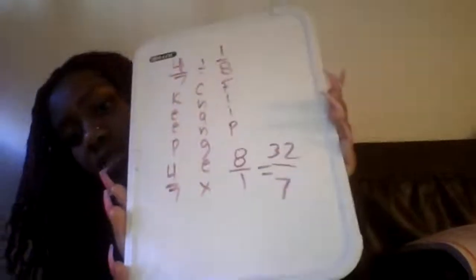And now you just multiply. We've got 4 over 7 times 8 over 1 now. 7 times 1 will give me 7. And 4 times 8 will give me 32. And your final answer is 32 over 7. That's called an improper fraction, but we'll go over that next week.